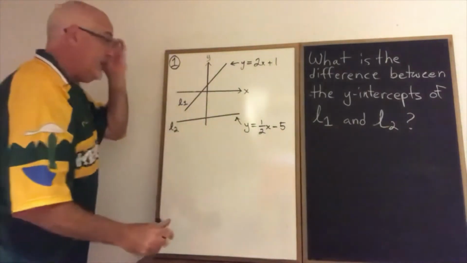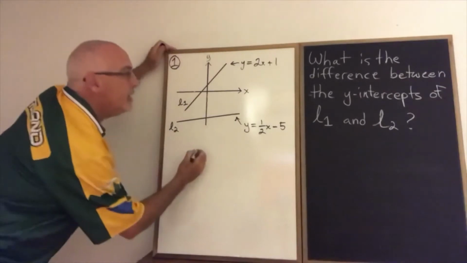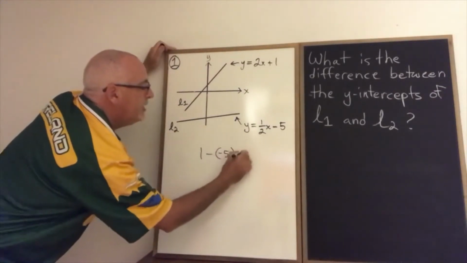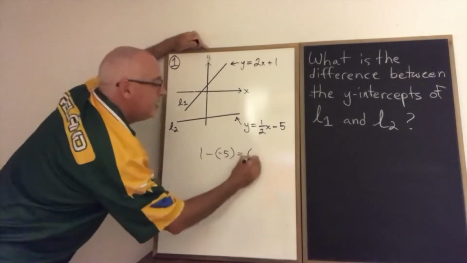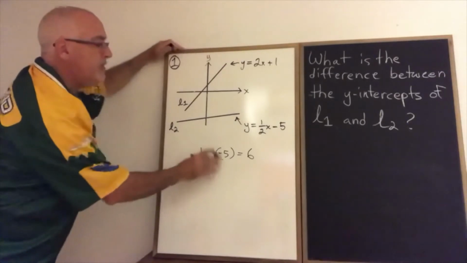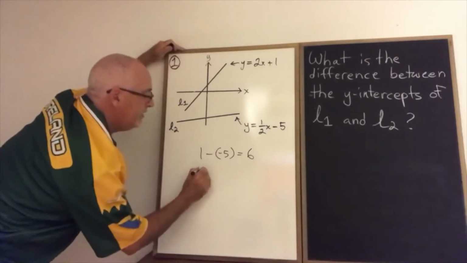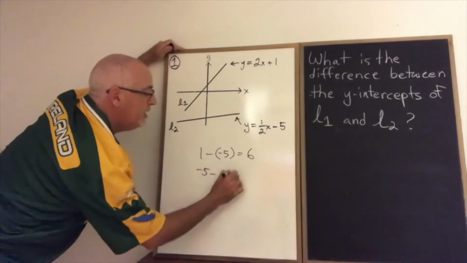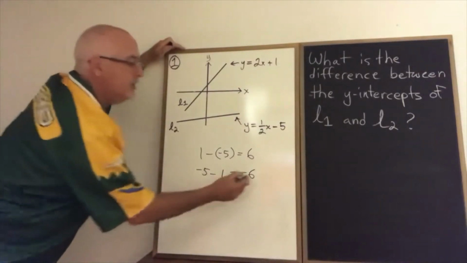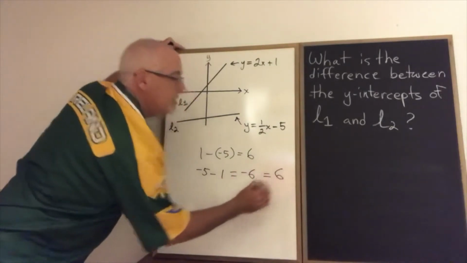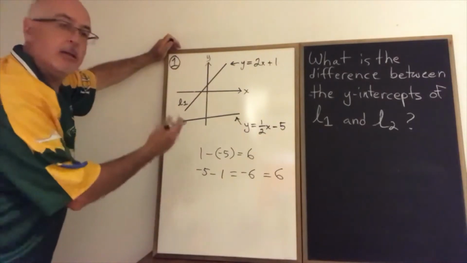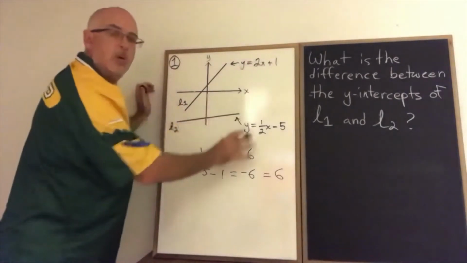Since these numbers were handed to me, it's very fast, and I simply say 1 minus -5 equals 6. The difference is 6. If I do it backwards and say -5 minus 1, I get -6. But the difference will be the absolute value, so the difference is still 6. Let's move on and create example 2 and make it not quite so easy.